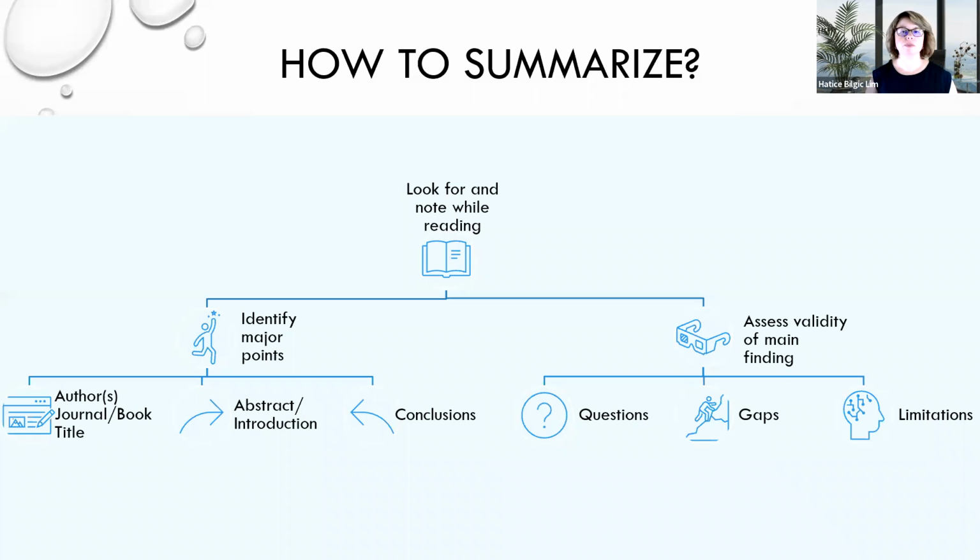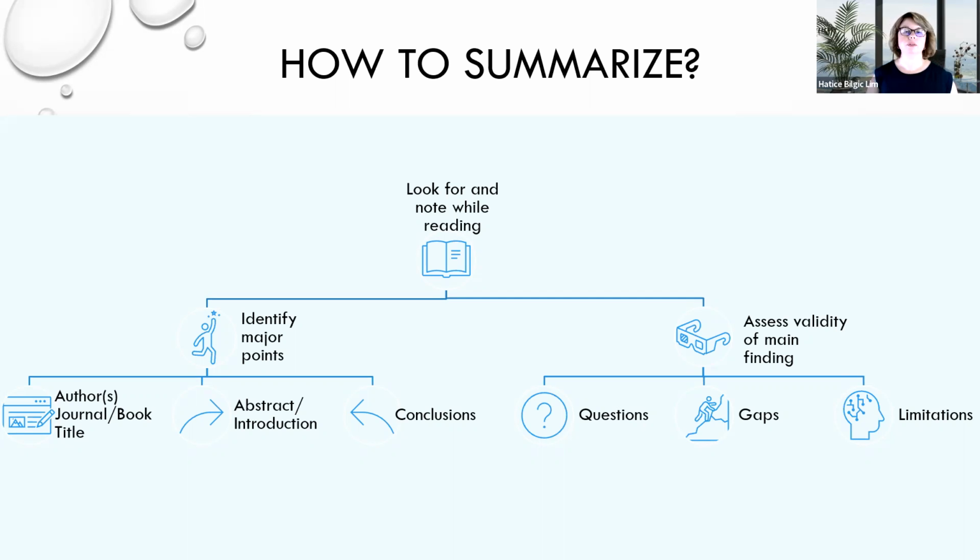Summarizing starts with identification of major points. What are the main takeaways after authors spent all the effort into researching this topic? In your summary, you can include details such as the names of the authors, the titles, as well as major points from the abstract and conclusions.